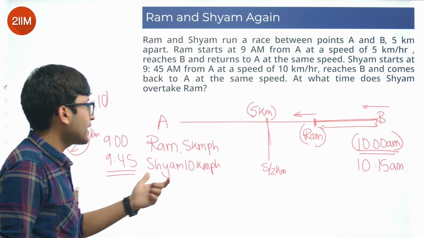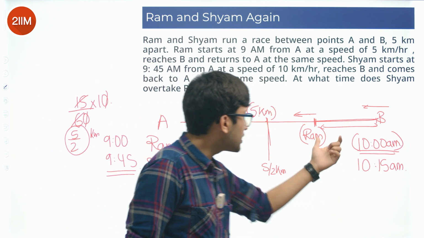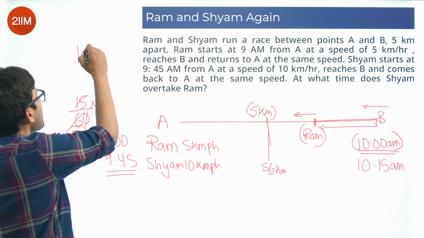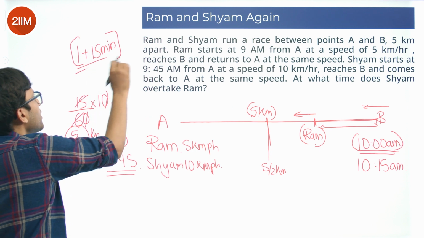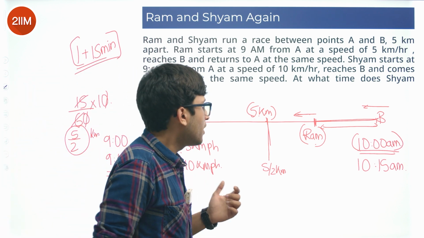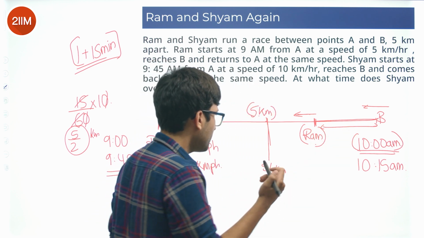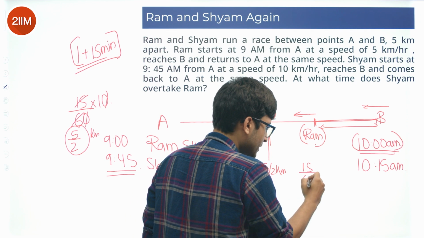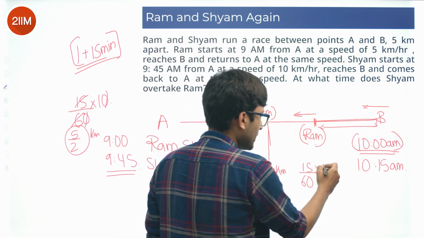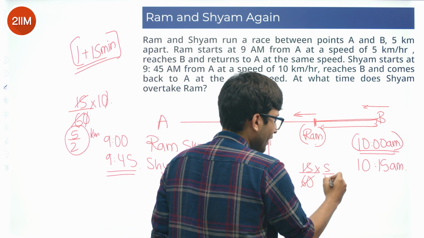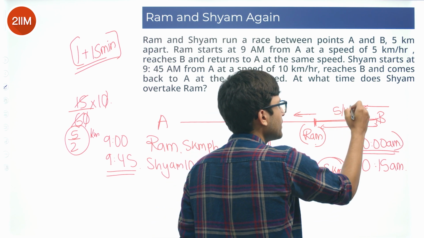Okay, so first of all, 10:15 is my time now. I have already taken care of it, it starts from 9 and till 10:15 Shyam has not overtaken. So I know 1 hour plus 15 minutes, the answer would be at least more than 1 hour and 15 minutes. Okay, that much I know. Let's continue. But now I have to find out how much Ram would have traveled in 15 minutes. Let us find 15 by 60, at a speed of 5 kilometers per hour. So 5 by 4 kilometers. 5 by 4 kilometers is the distance between them.